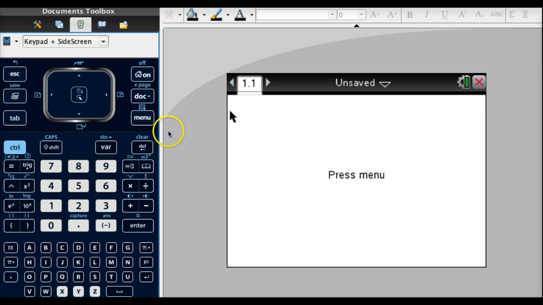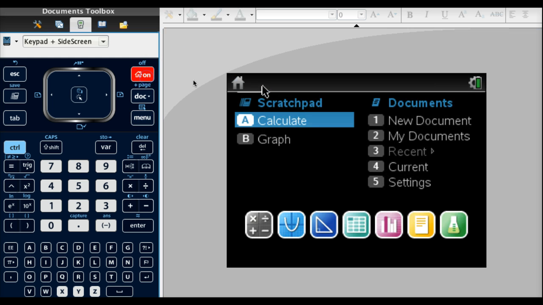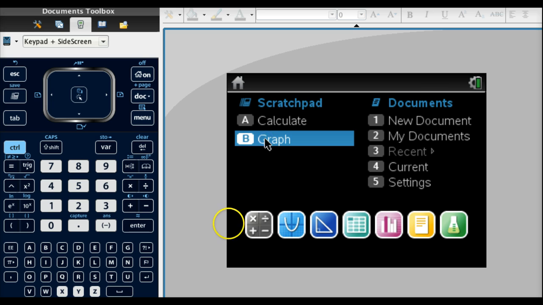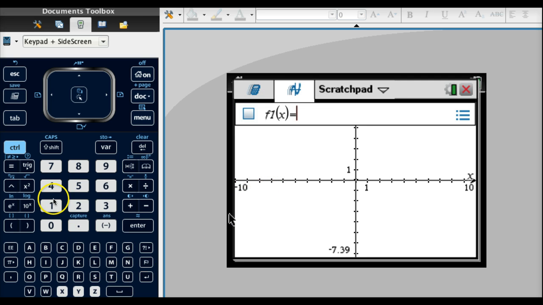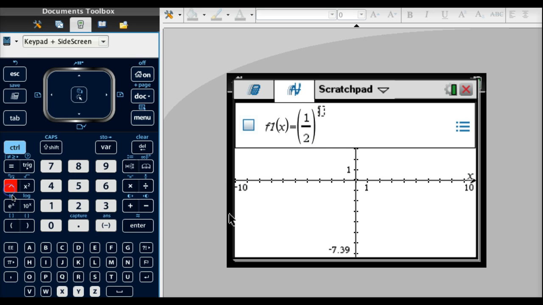I'll wait for you to get a calculator. Good. Now you've got a calculator. Let's go to home, and I want to go to graph, and I'm going to enter my function. Remember how to enter a fraction: control, division, 1 divided by 2, come out, close my parentheses, and my x needs to be in the exponent, so I have to press the caret sign and put x.